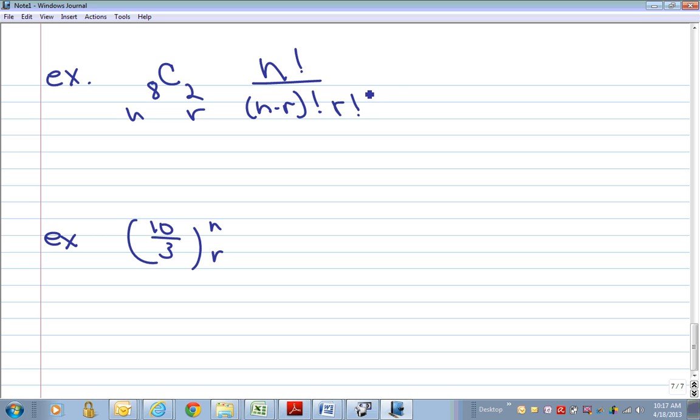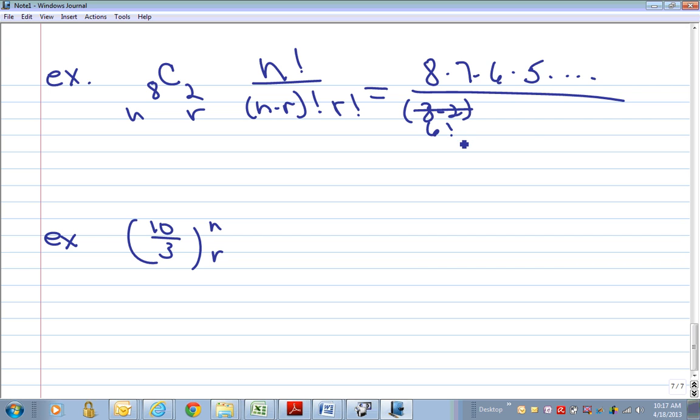So it's going to be 8 factorial, which is 8 times 7 times 6 times 5 times dot dot dot. It continues. Then we're going to have, remember, 8 minus 2, which I'm going to cross out and make that 6 factorial, and r would be 2 factorial. So from 6 factorial, from this point on, we can make that cancellation.